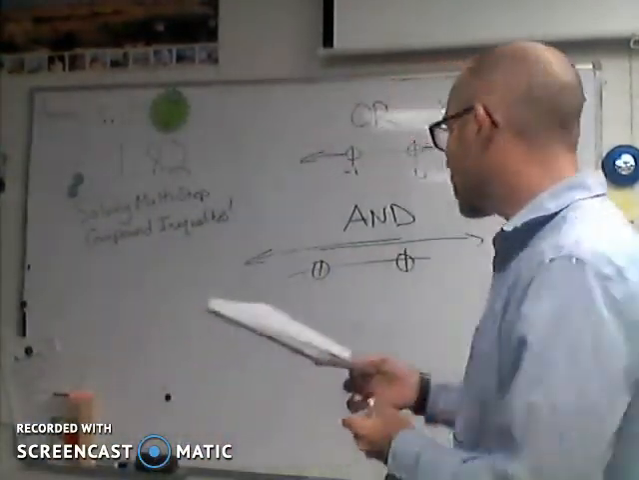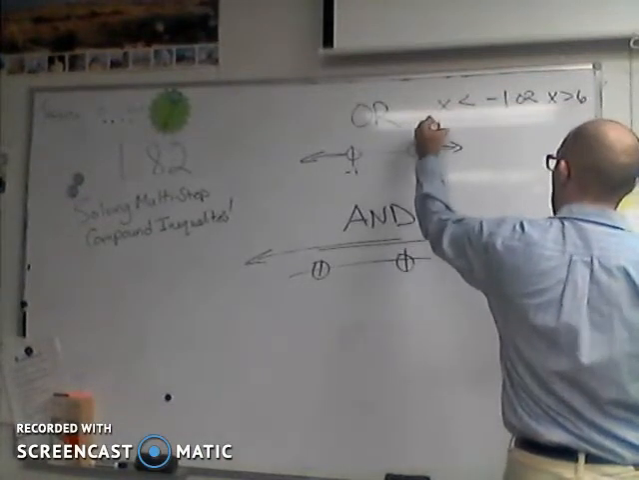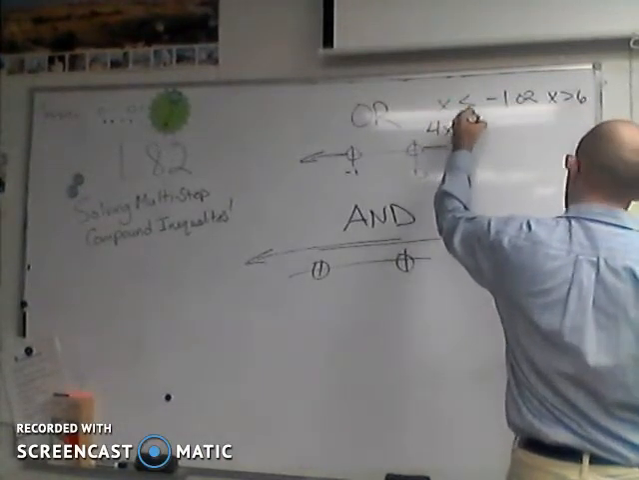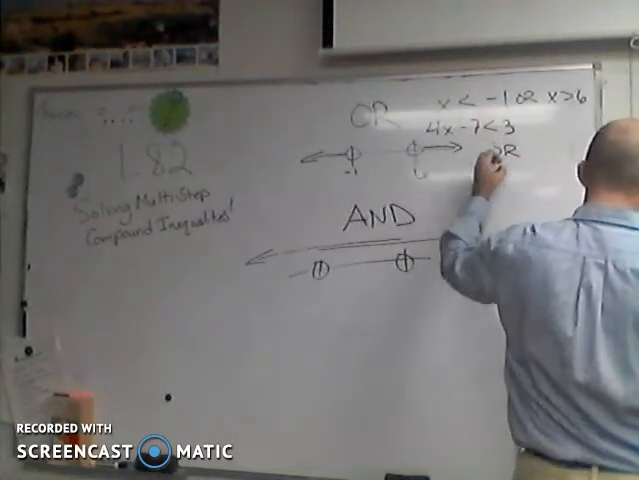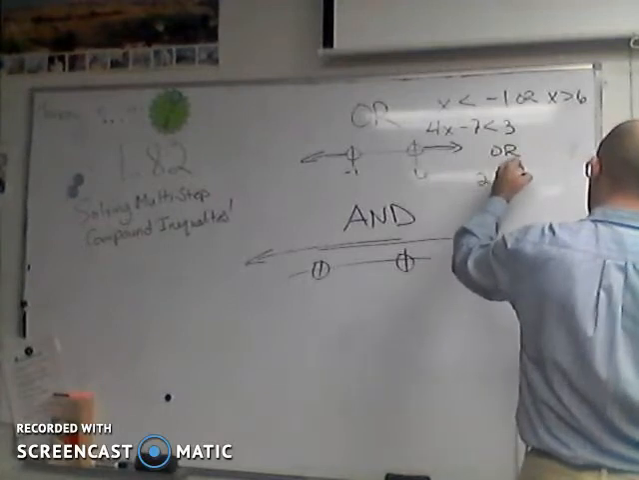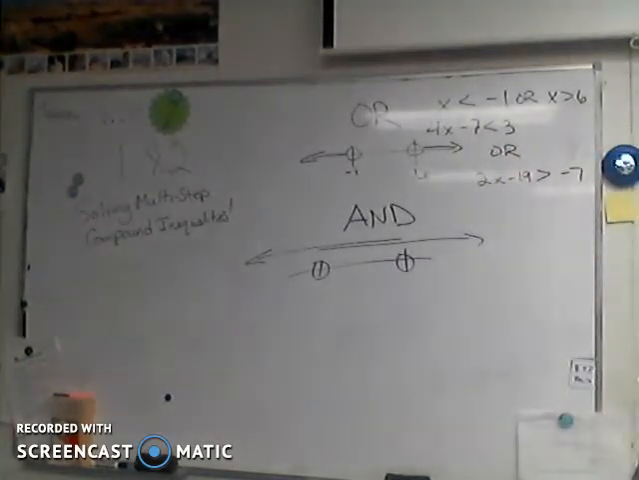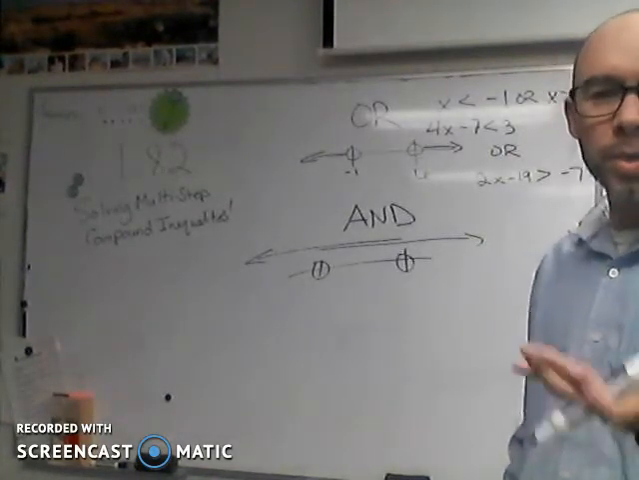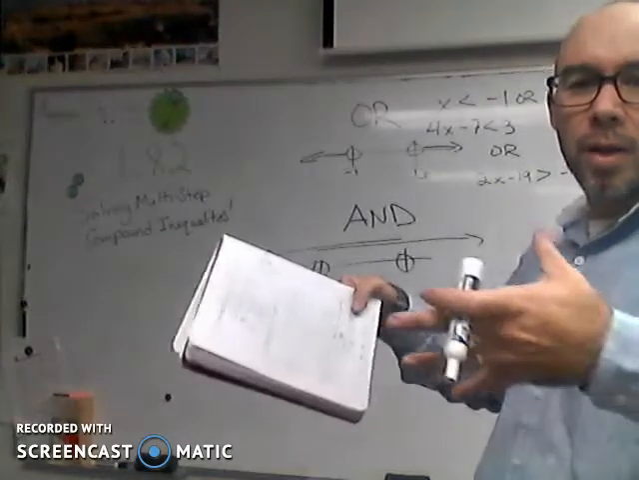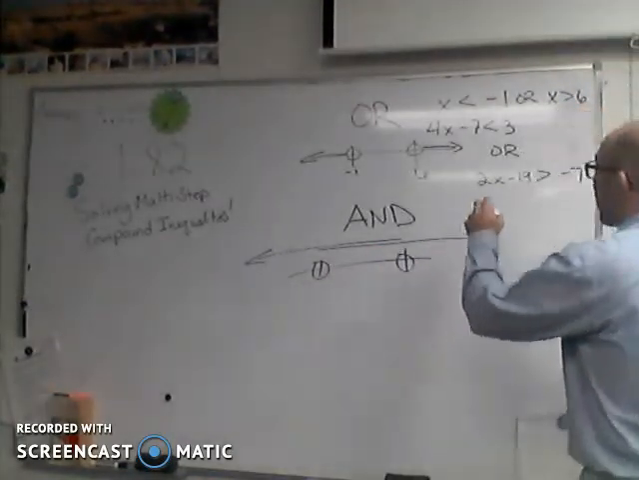Now, this one starts off with 4x minus 7 is less than 3, or 2x minus 19 is greater than -7. On both of those, it just turns it into two smaller problems that you have to solve and then combine those answers. Look at how they overlap or they don't overlap.